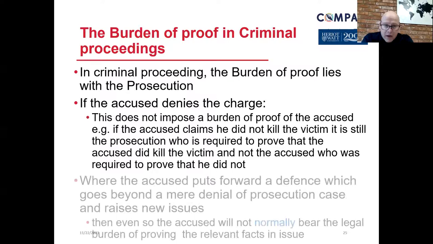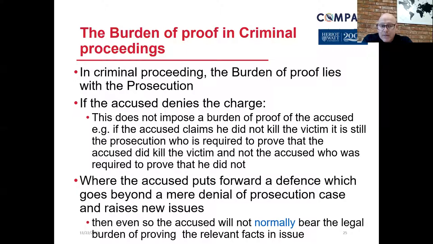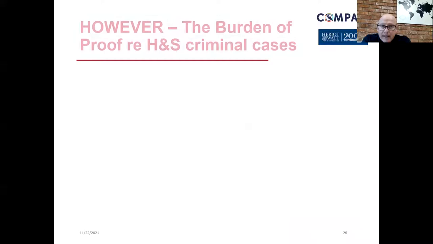Where the accused puts forward a defence which goes beyond a mere denial of the prosecution case and raises new issues, then that in itself is a good defence. Even so, the accused will not normally bear the legal burden of proof. It comes down to the prosecution. And interestingly, the Crown Prosecution Service look at this to evaluate and give advice to the police and other enforcing authorities to see whether the evidence that they have in place prior to trial is effective. They do the same with the Health and Safety Executive as well.